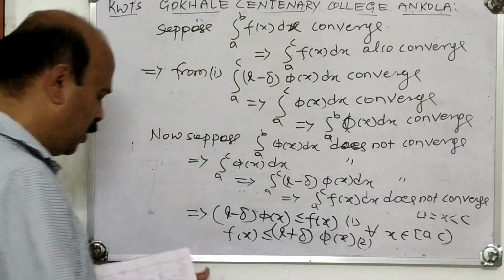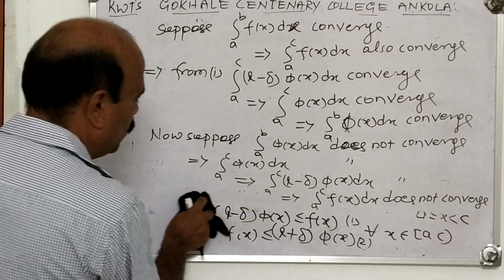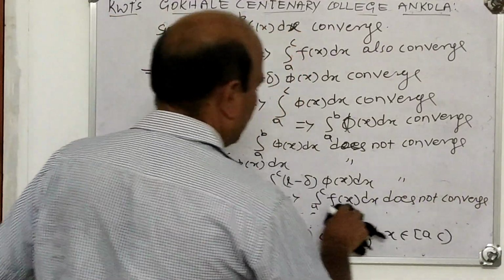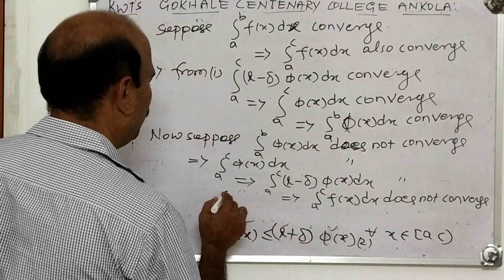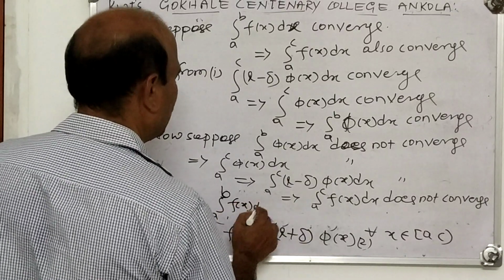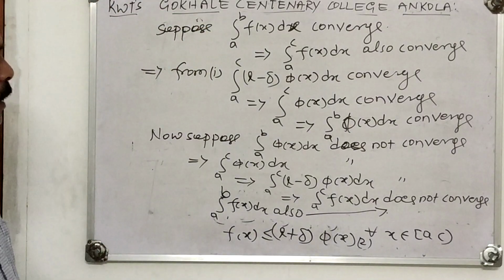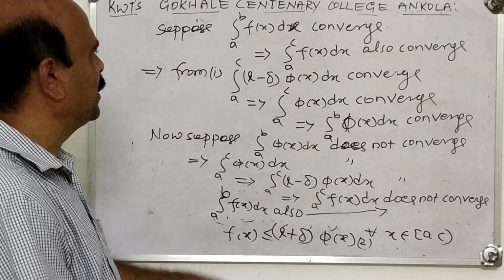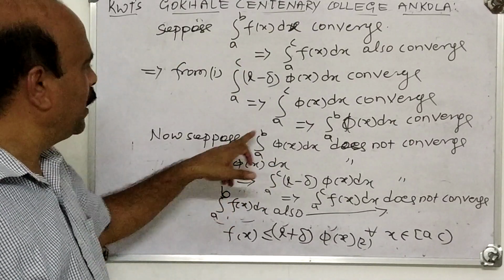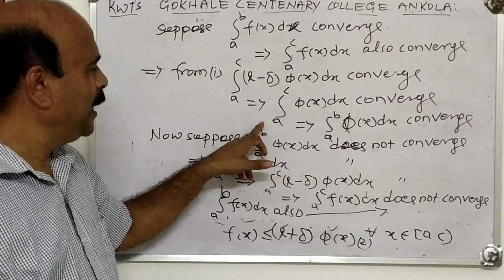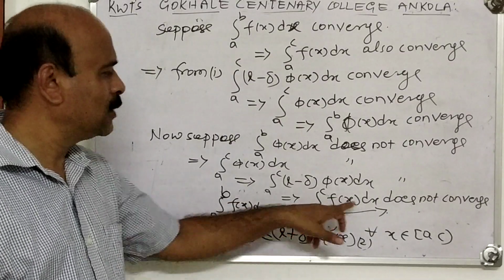What is the reason? Because from 1, a to c fx dx does not converge implies a to b fx dx also does not converge. Therefore, a to b fx dx converge implies a to b pi x dx converge, and a to b pi x dx does not converge implies a to b fx dx also does not converge.